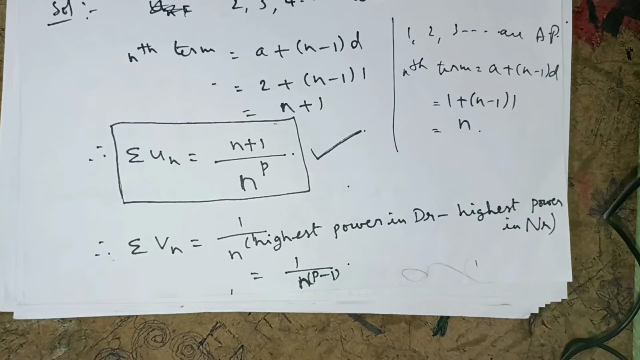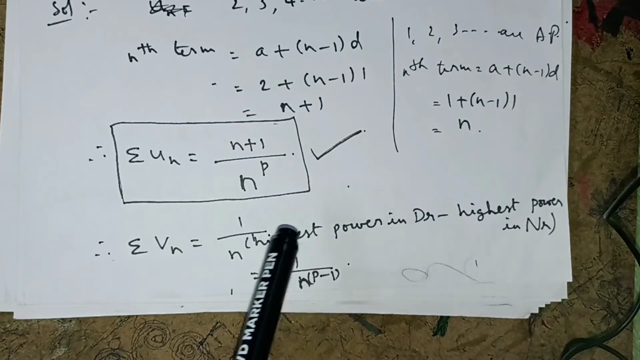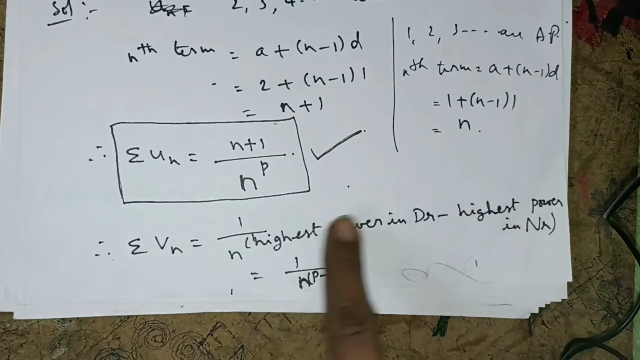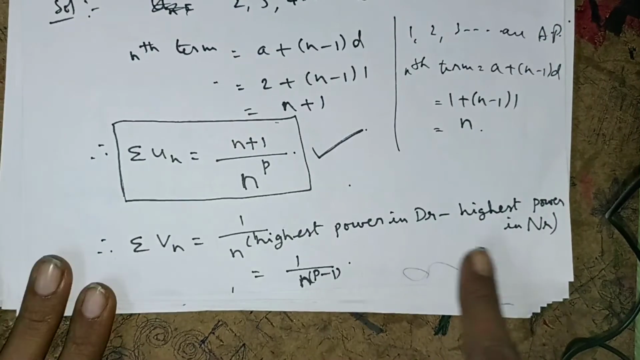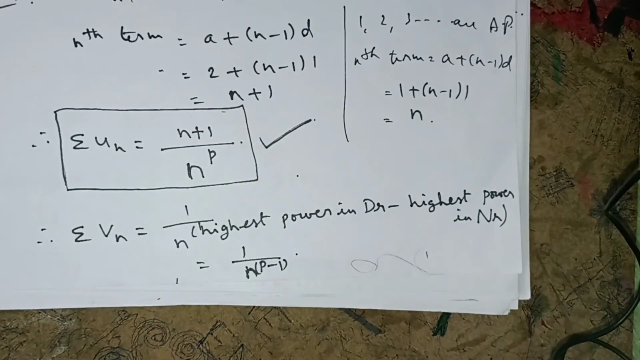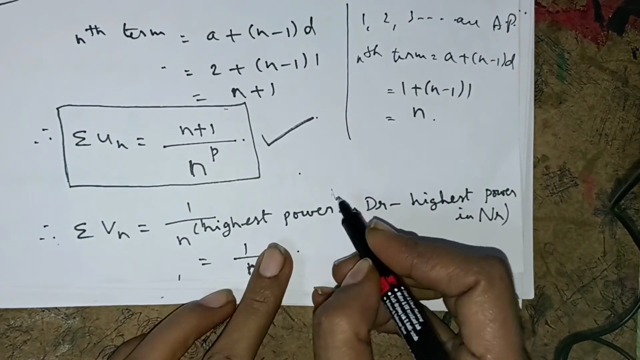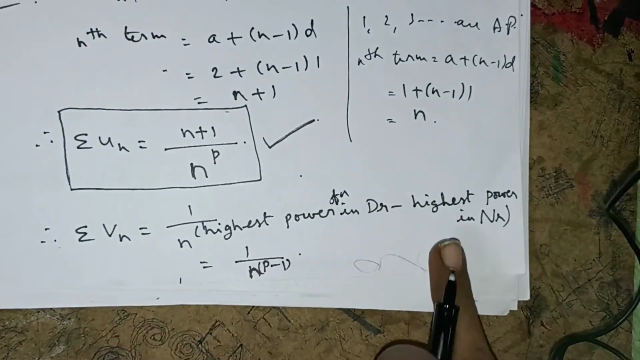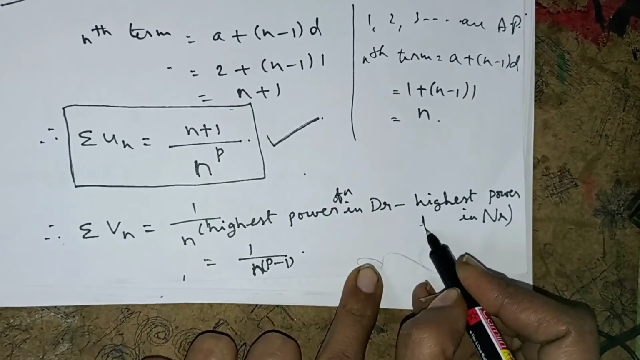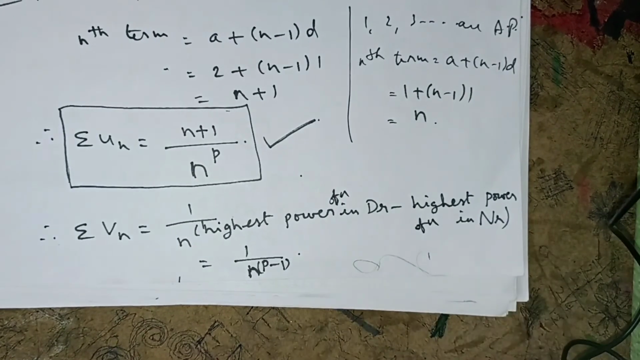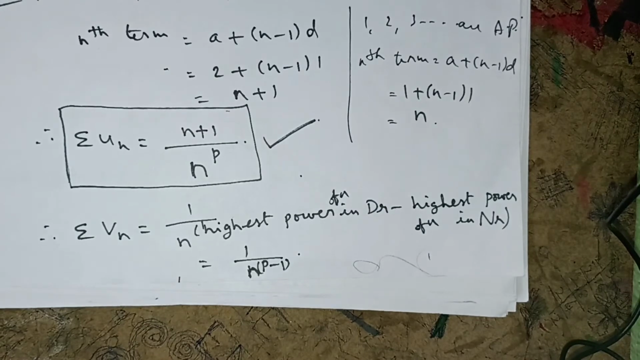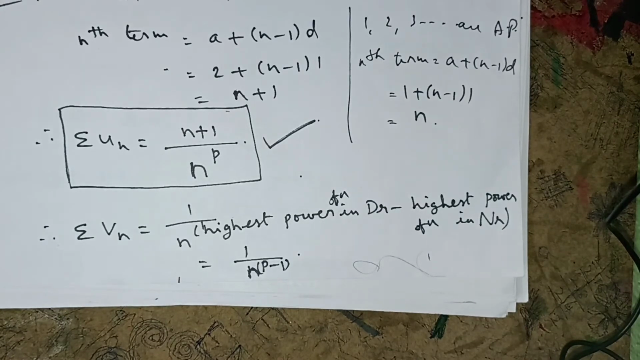That's why we have to choose sigma vn in the form of 1 by n to the power of, and in that power what should we write? Highest power of n in the denominator minus highest power of n in the numerator. So sigma vn is equal to 1 by n to the power of highest power of n in the denominator minus highest power of n in the numerator.